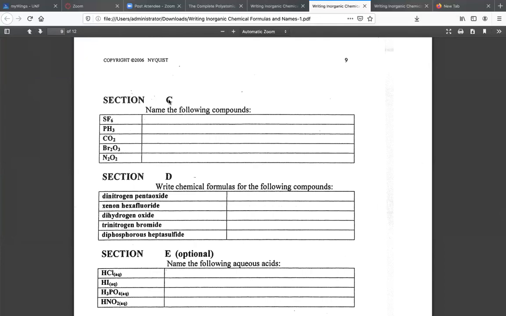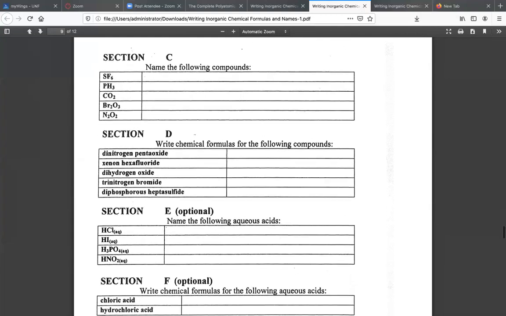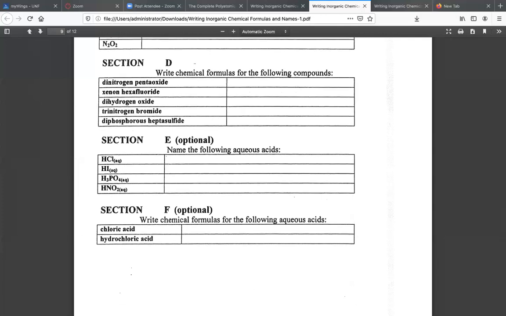Now, given the formula, are you able to write the name? If I look here, section C, you have binary molecular compounds. All of them are non-metals. Everybody knows carbon dioxide, not carbon 2 oxide, no. So you have to remember that. So given the formula, you should write the name. Part D is, given the chemical name, are you able to write the formula? It's easy, right? Just remember the prefixes, what they indicate.